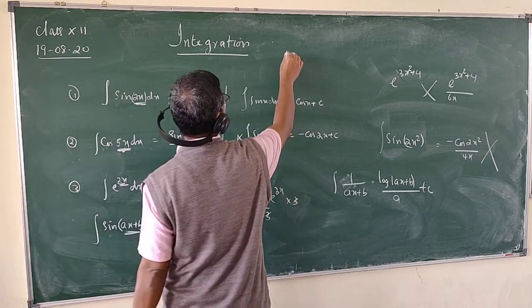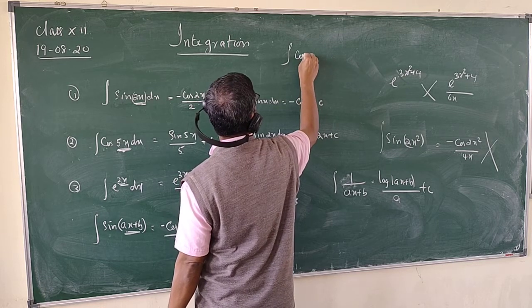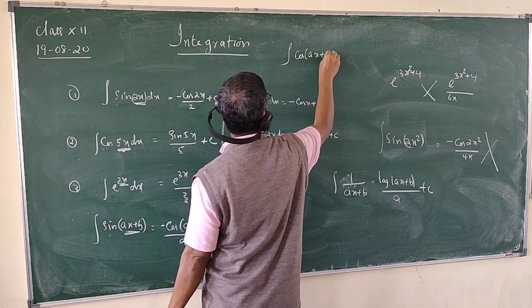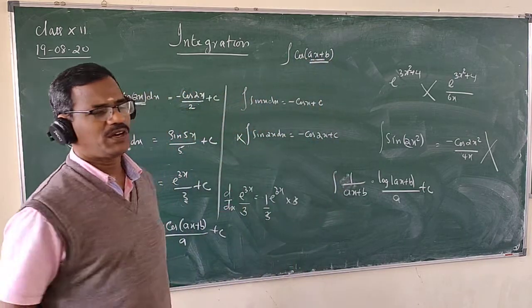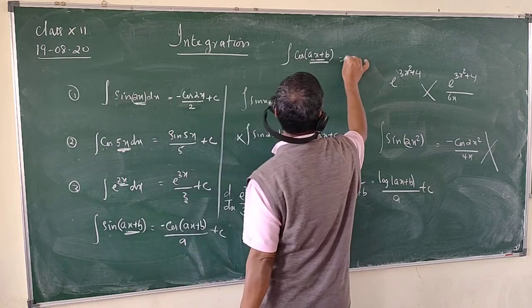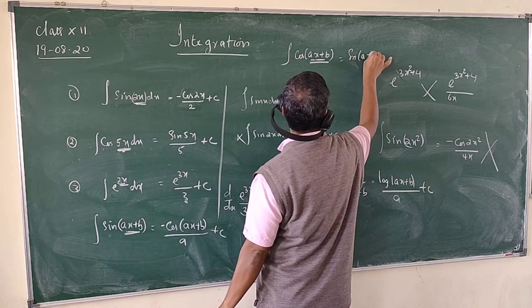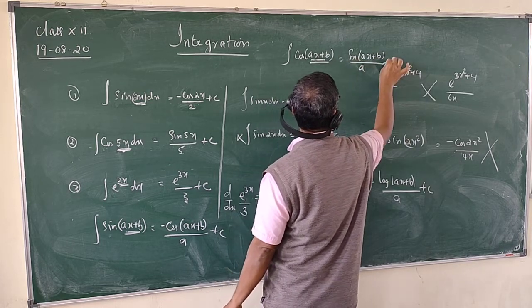And similarly, suppose you want to find out the integral of cos ax plus b. You remember this one, this should be a linear one. In place of x, a linear function should come. So the integral of cos is sine, so sine ax plus b divided by the derivative of this expression.